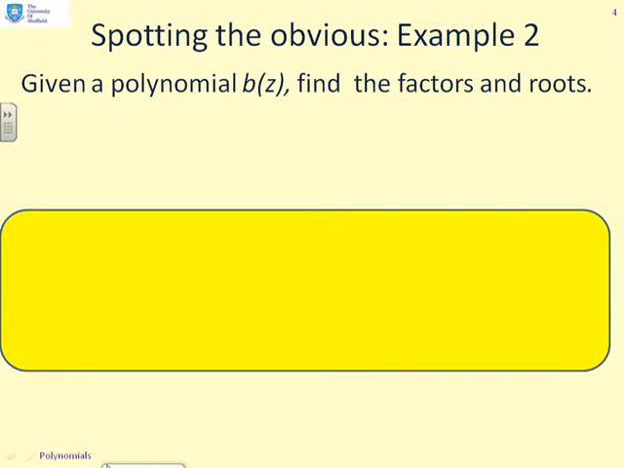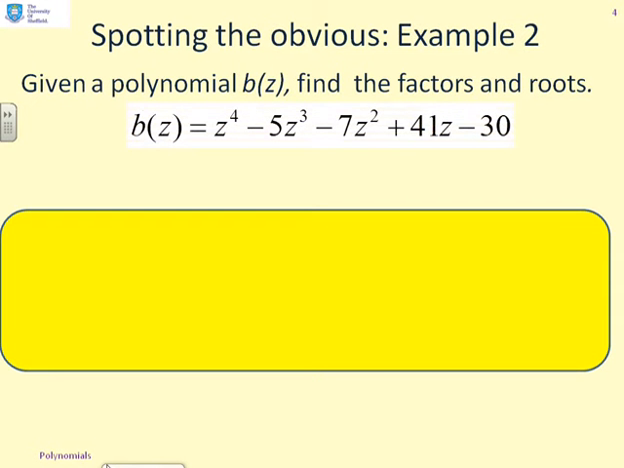Okay, example number 2 for spotting the obvious. So now we've got a different polynomial. Here it is, another quartic. z to the 4 minus 5z cubed minus 7z squared plus 41z minus 30. Again, you're looking at this thinking, where do I start?